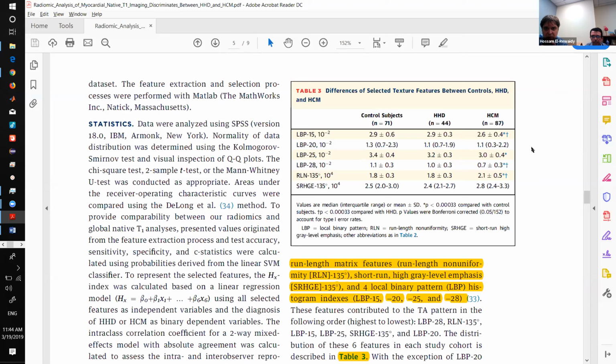You can see that for most of these 6 features, the difference was quite significant. We had to Bonferroni adjust because of multiple testing for the features, and with the exception of 1 feature, all were significant between both groups.